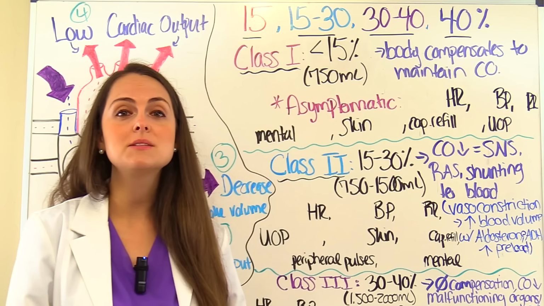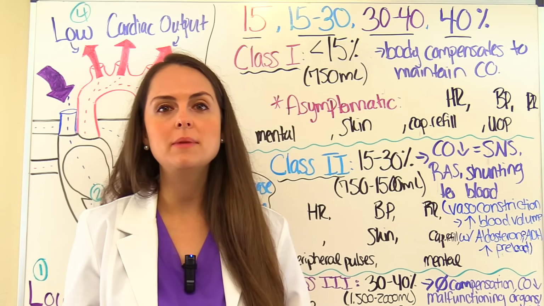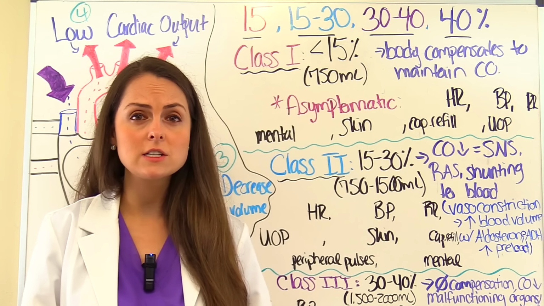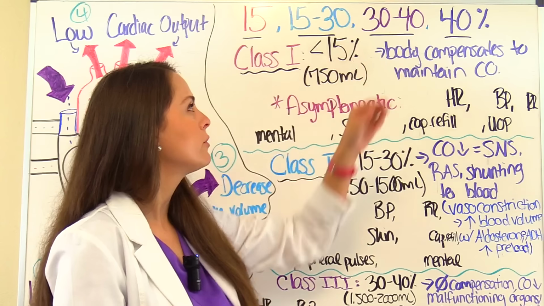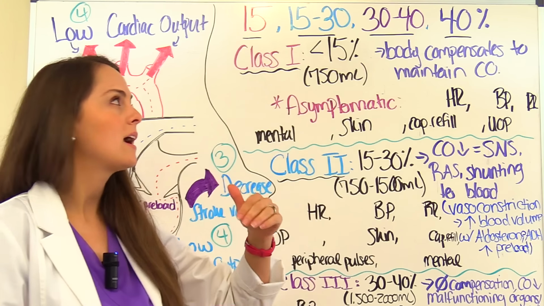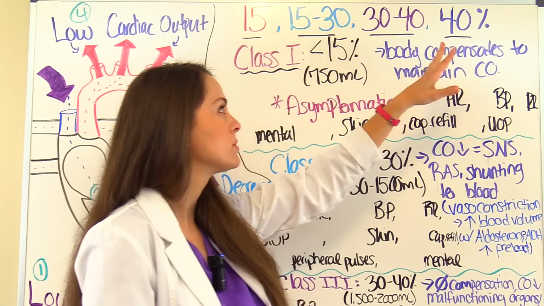Now, the signs and symptoms of hypovolemic shock are affected by the percentage of fluid volume loss that patient has experienced. So hypovolemic shock can be divided into 4 classes or 4 stages. And to help you remember those stages or classes, remember the criteria numbers for each percentage loss. So the numbers you want to remember are 15, that's class 1, 15 to 30, that's class 2, 30 to 40, that's class 3, and then the last stage is over 40%.